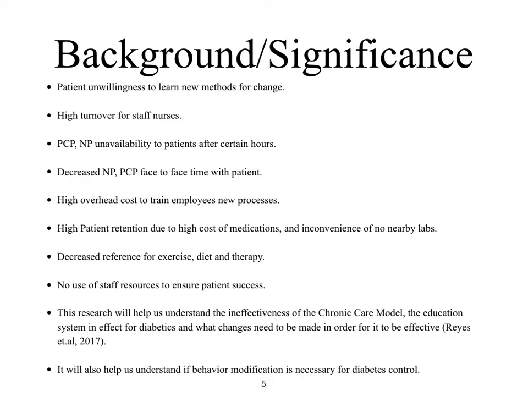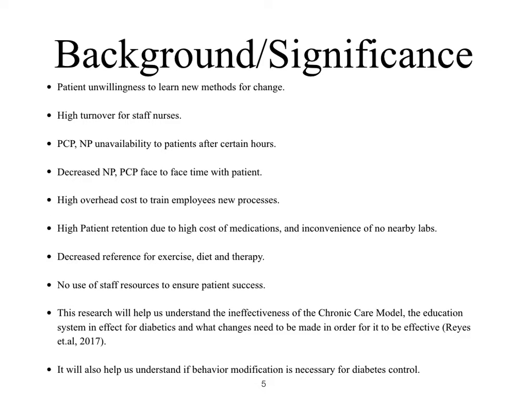Why was this necessary? Why did we need to have this study? Why are not the interventions that we already have working? What is the significance of this research that we're doing? This research will help us understand the ineffectiveness of the chronic care model, which had shown very high levels of decrease in diabetes, but was not nearly as effective. The education system in effect for diabetes and what changes need to be made in order for it to be effective. It will also help us understand if behavior modification is necessary for diabetes control.